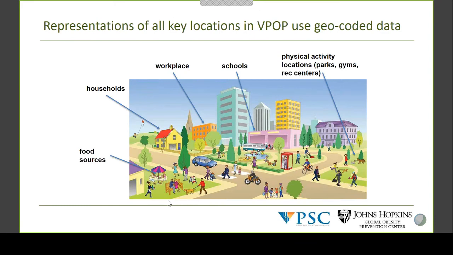So VPOP has a representation of all of the important locations. These are actually more than influenza models. Obviously, there are things like households, workplaces, and schools for kids and adults, but also we're modeling things like food sources and modeling physical activity locations such as parks and gyms. We're also modeling road networks so that we can track how long it may take for people to walk and get physical activity during their day, to be able to understand how all of these factors affect children's growth, or people's growth, and their obesity status.